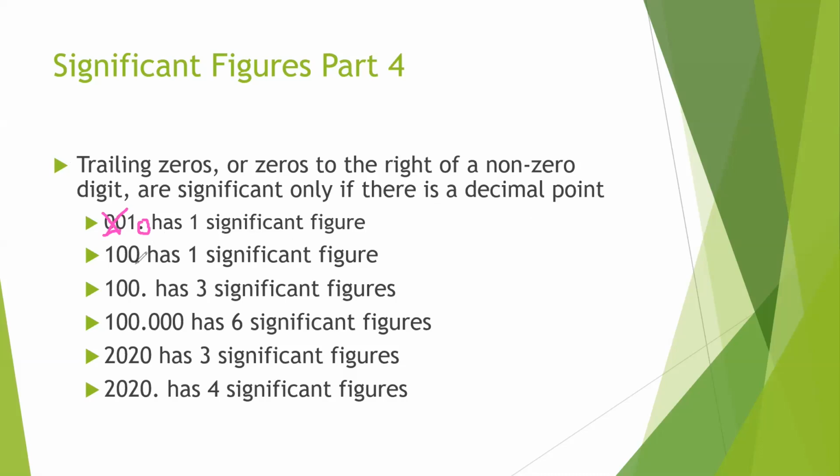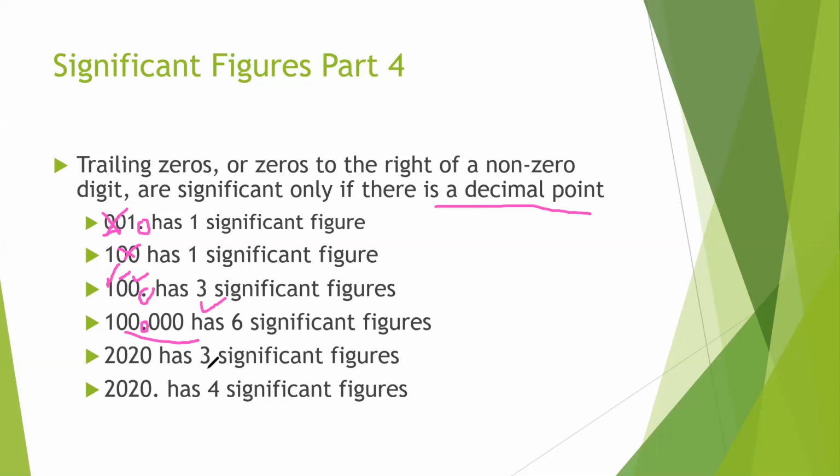In this case, it's 100. You might think it's 3 because this is a trailing 0, but the condition states that they're significant only if there's a decimal point. There's no decimal point here, so these are not significant. So there's only 1. However, if we add a decimal point here, then these become significant. So all 3 of them are significant. In this case, there's a decimal point. So all 5 of these are significant for a total of 6.